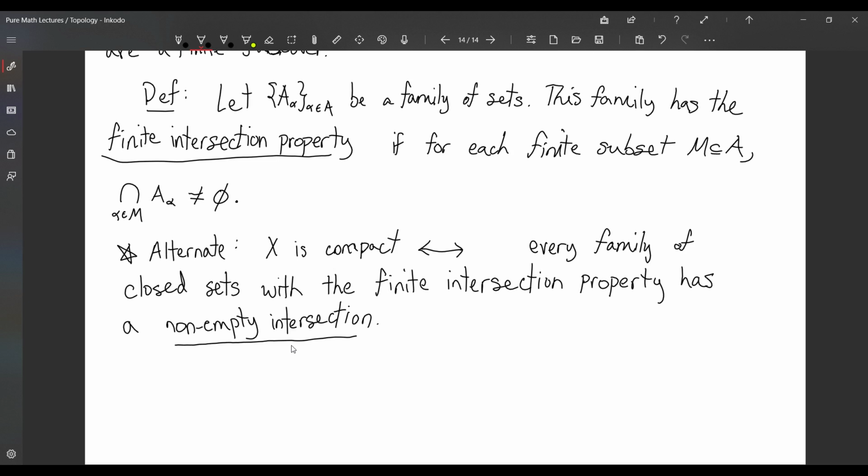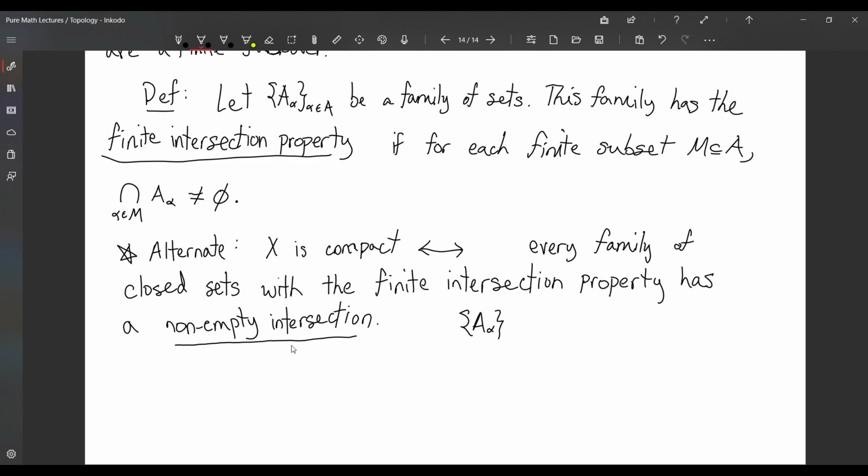So for this, and I don't know if I've mentioned this before, but for an if and only if type proof, you have to do two directions, right? First, you assume X is compact, and then you have to show that, let this be a family of closed sets with finite intersection property, and then I have to argue that this has a non-empty intersection. And then I have to go in the other direction.